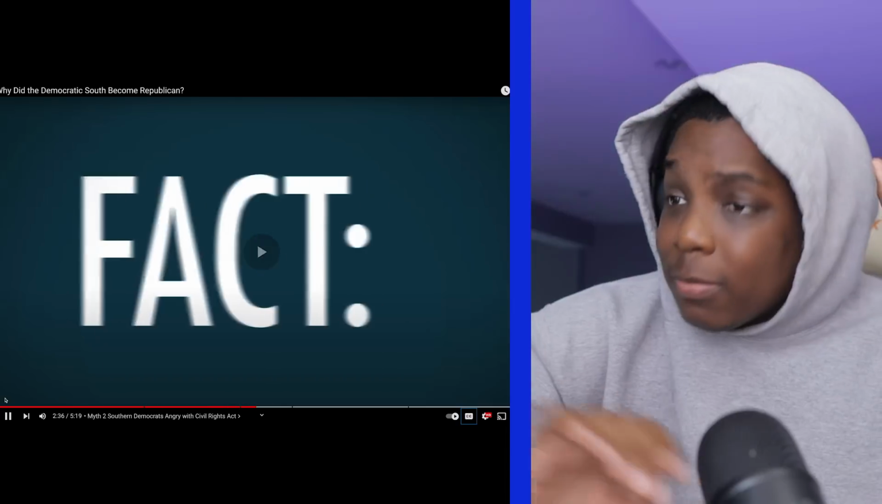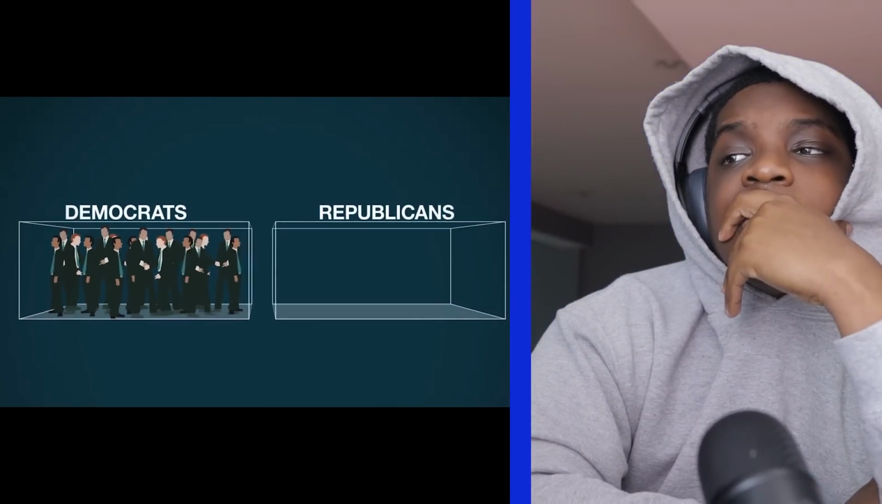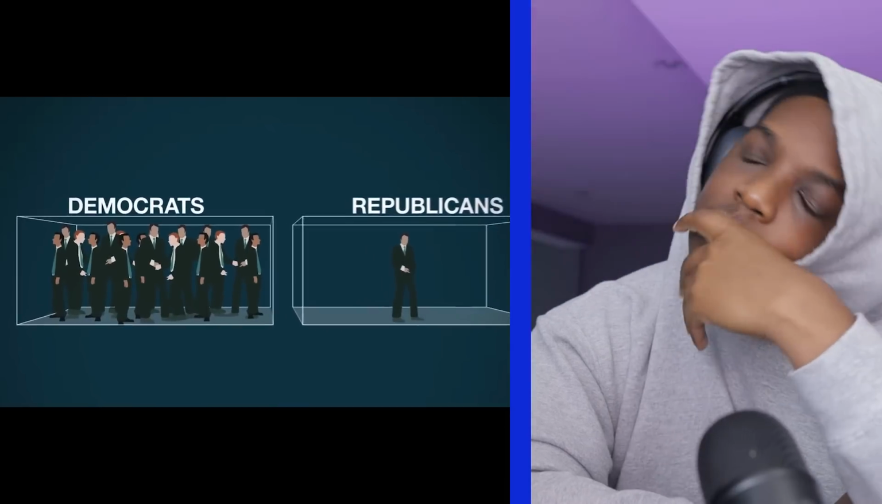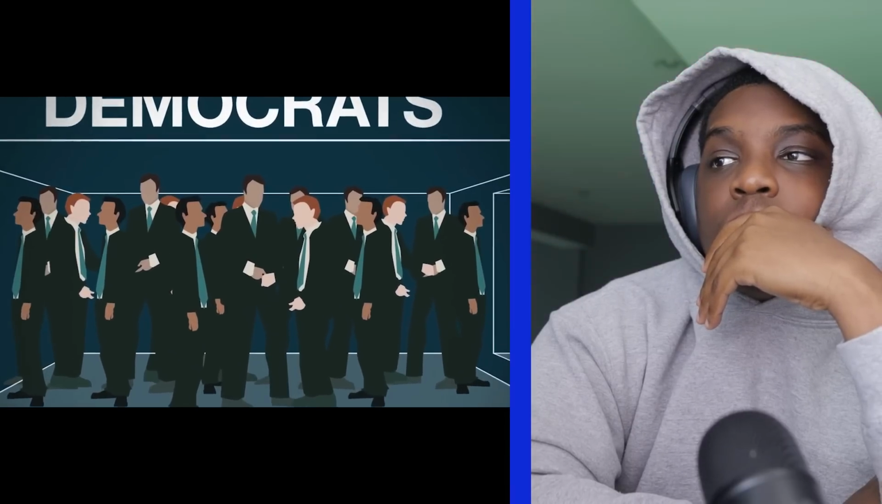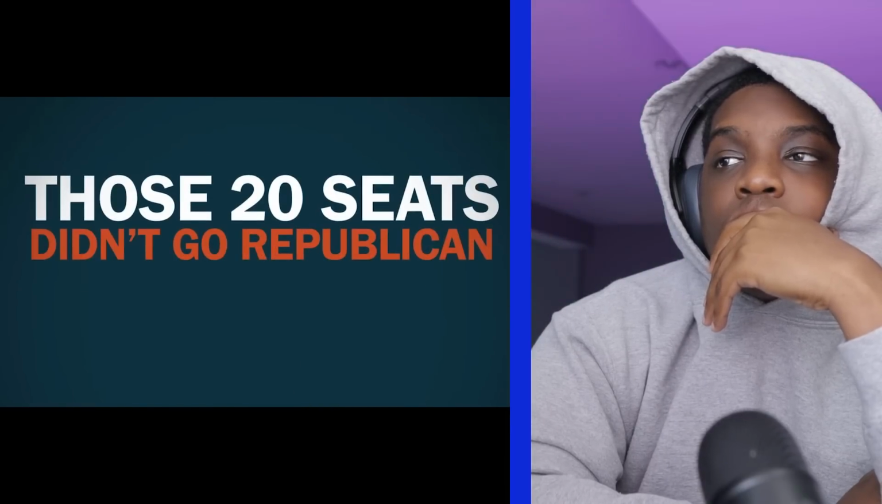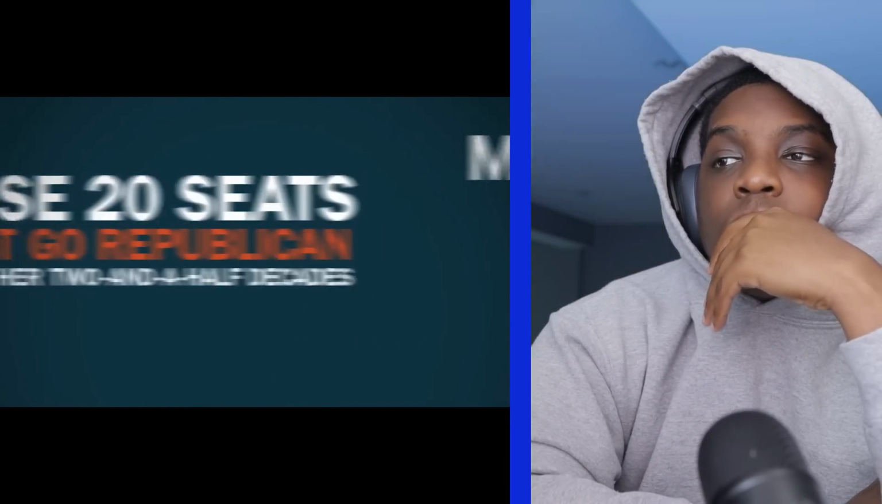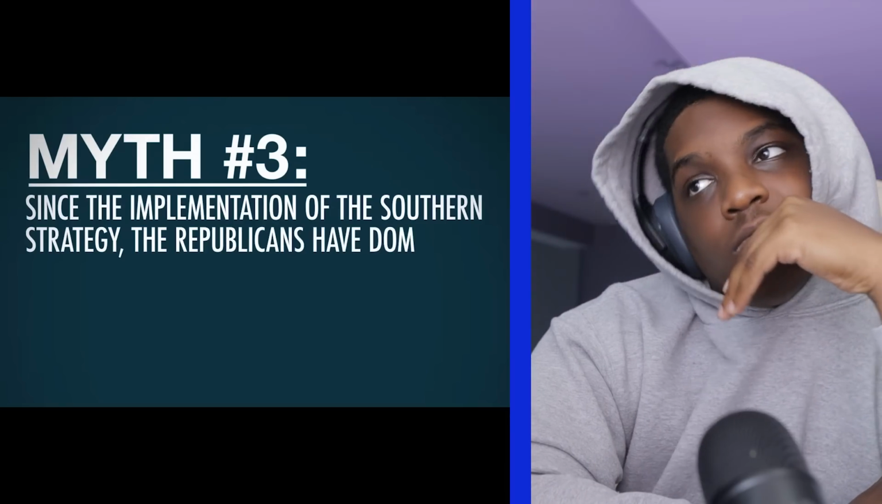This is exhausting. Of the 21 Democratic senators who opposed the Civil Rights Act, just one became a Republican. The other 20 continued to be elected as Democrats or were replaced by other Democrats. On average, those 20 seats didn't go Republican for another 2.5 decades. Myth number 3. Since the implementation of the Southern strategy, the Republicans have dominated the South. Fact, Richard Nixon, the man who is often credited with creating the Southern strategy, lost the Deep South in 1968.